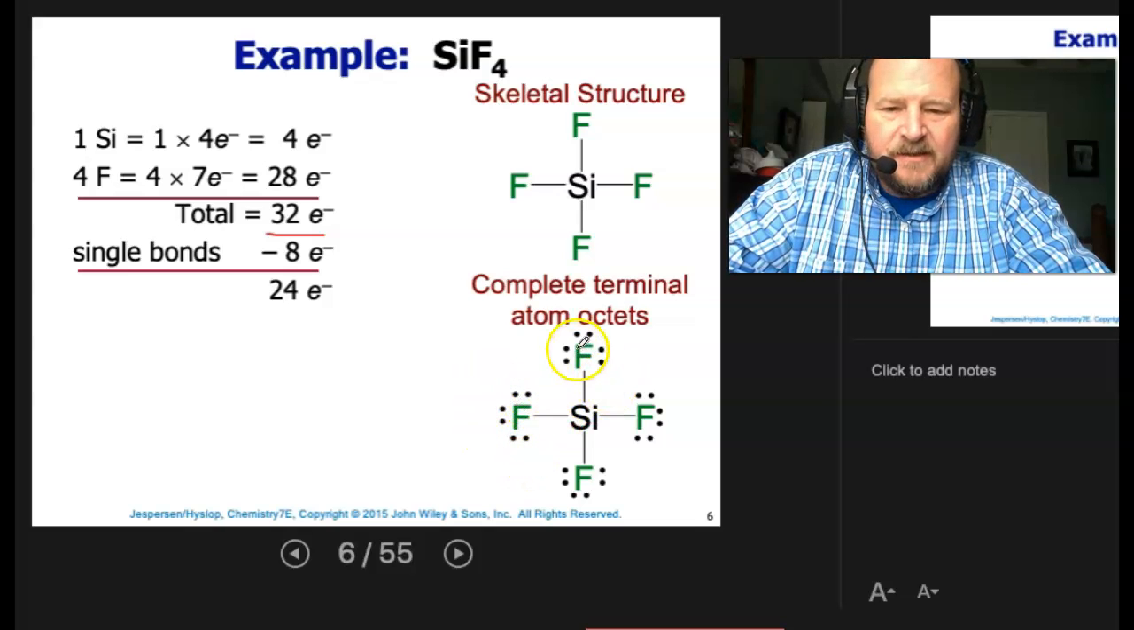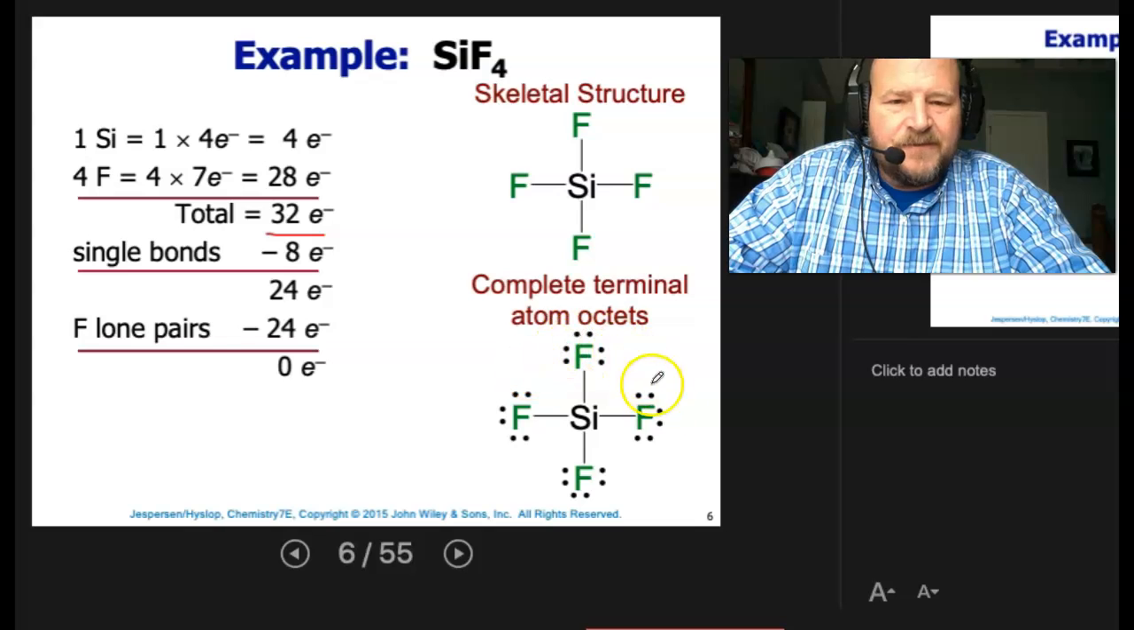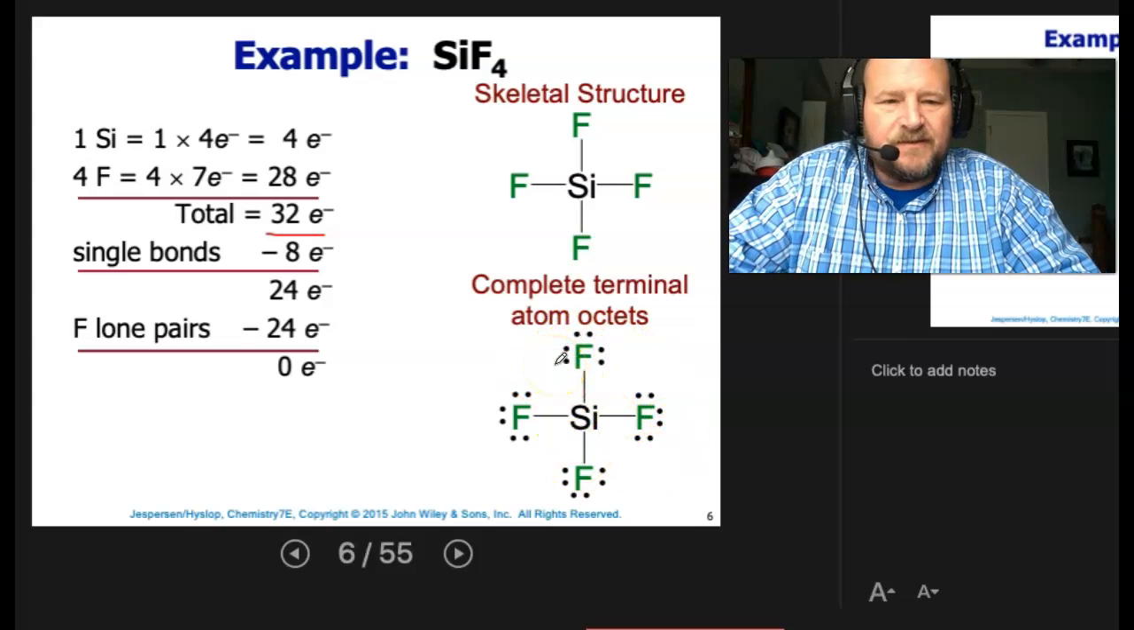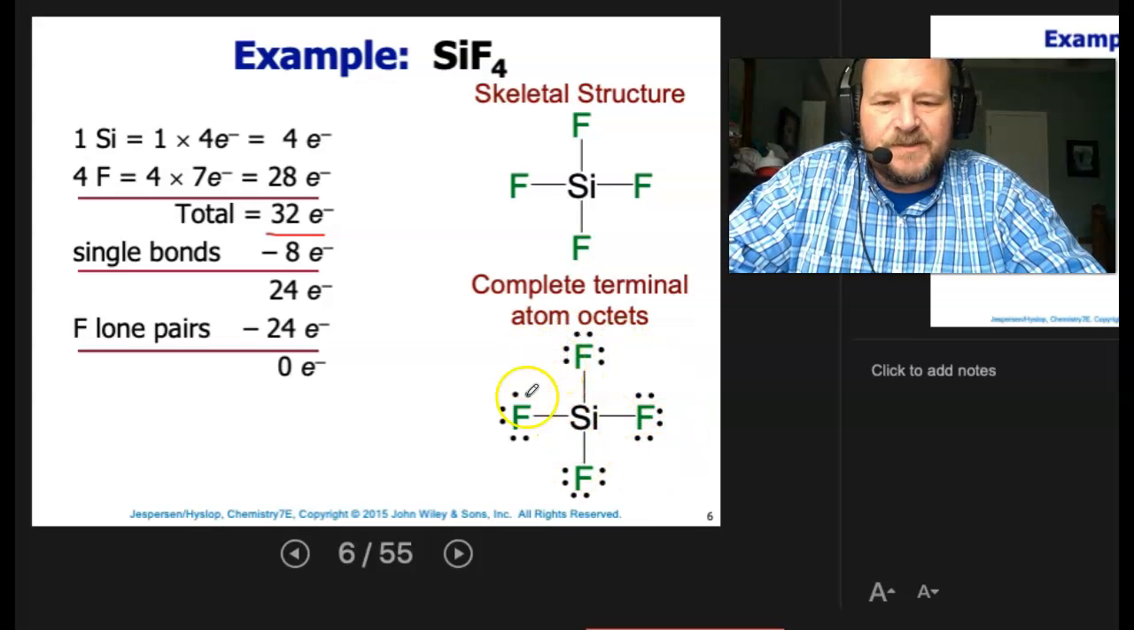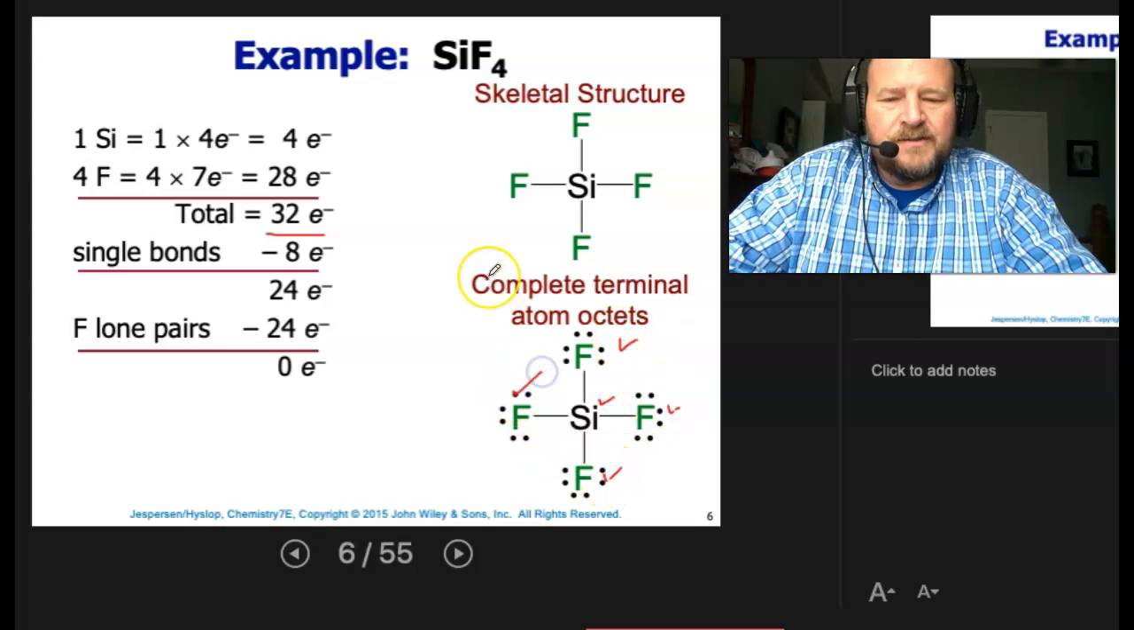Complete that octet. And we'll do that for all the rest. That's going to use up 24 electrons for each one of those lone pairs, which gives us 0 electrons left over. And of course, the last thing we'll do is for silicon, we've got 2, 4, 6, 8 with the 4 bonds. So silicon's good. All 4 of the fluorines are good. So that means we should have a pretty decent structure there.